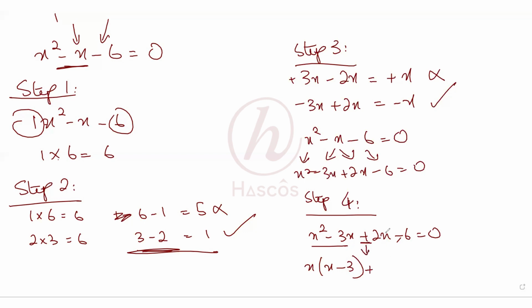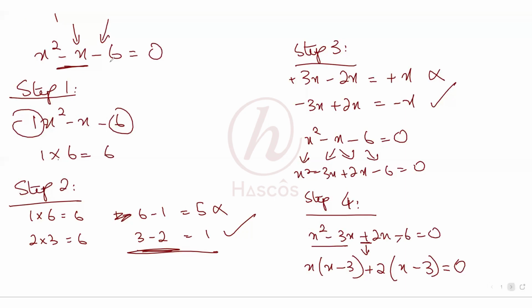Something common between 2x and a negative 6 is 2. So we take away 2. So that means that we need to take out a positive 2. When we take out a positive 2 from 2x, we're left with an x. When we take away a positive 2 from negative 6, that means dividing negative 6 by a positive 2, we get a negative 3, equals 0. So we move to step 5.